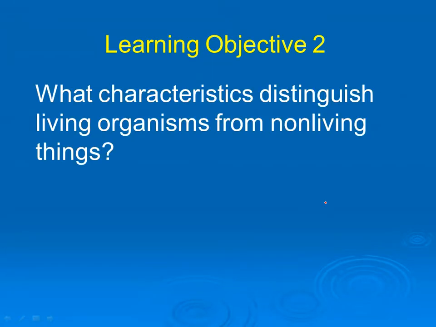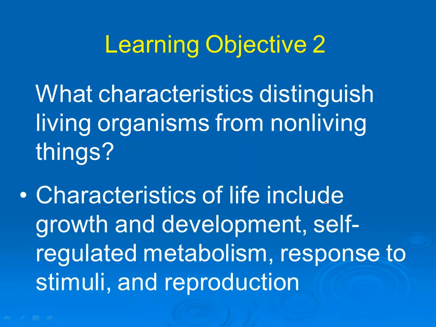Learning objective number 2. What characteristics distinguish living organisms from non-living things? In other words, how do you know something is really alive? Why is a certain animal alive? That's pretty easy. Why is a particular plant? What about something like bacteria? Why is bacteria alive? What about a virus? Is a virus alive? And so in biology, they have set up a series of characteristics that allow biologists to understand if something is truly alive or not.